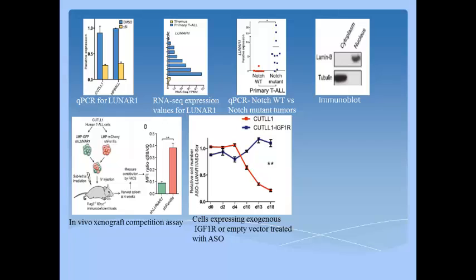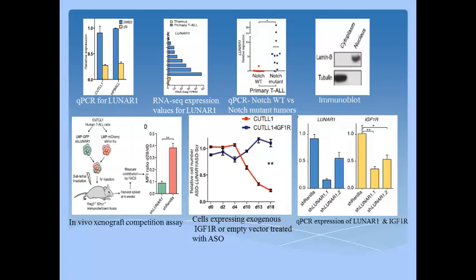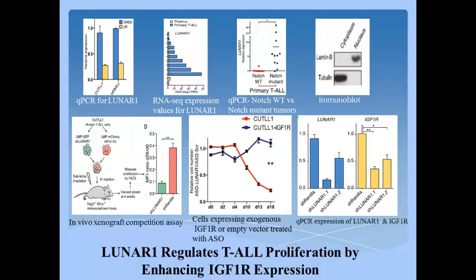Ectopic expression of IGF-1R efficiently rescued the growth defects observed following LUNAR1 depletion in T-ALL cells, suggesting IGF-1R is indeed a key target of this lncRNA. Further, abrogation of LUNAR1 using two independent small hairpin RNAs targeting distinct regions of the transcript led to repression of IGF1R. These results indicate LUNAR1 regulates T-ALL proliferation by enhancing IGF-1R expression.